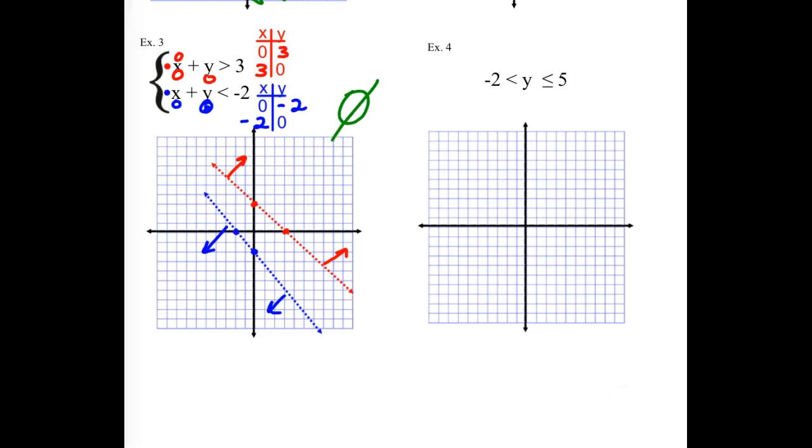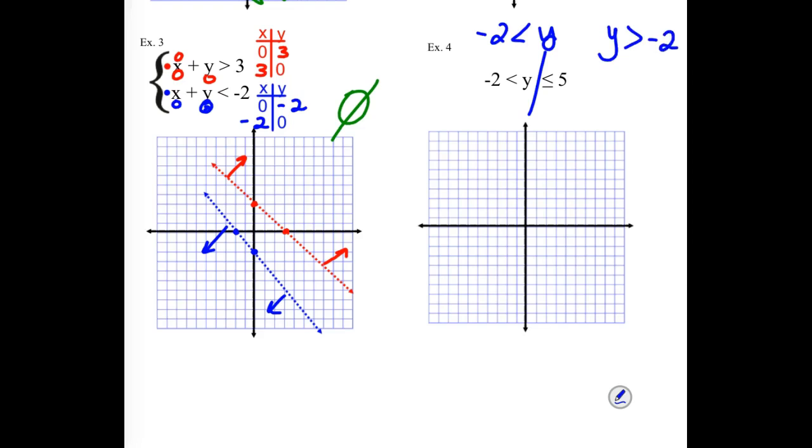All right, our fourth example here is a little different. We do have two inequalities, but they're combined into one compound inequality. So I want you to think of breaking this into two parts. If we look at the left side, we're saying -2 has to be less than y. That would be the same as saying y has to be greater than -2.